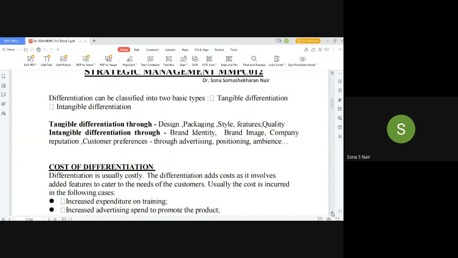We all know that when we buy a product from a normal shop in the marketplace, it's less priced, and maybe if you buy a similar kind of a product from a big supermarket, a big mall, then it's a little costlier. Costs of differentiation.